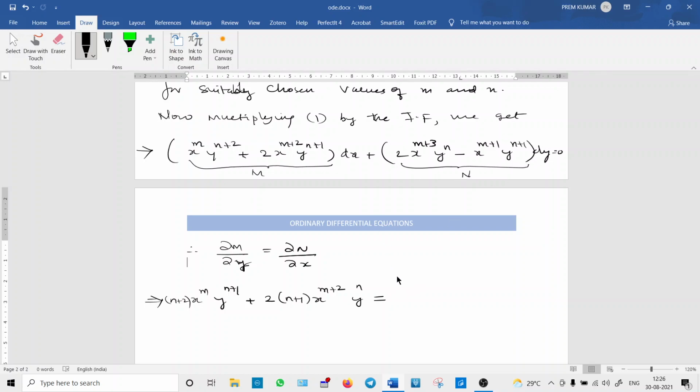dou N by dou x. So this 2 and y is a constant. So 2 into, we are going to differentiate only x. m plus 3 into x power of m plus 3 minus 1, into y power of n. Minus, here in these two terms y is a constant, so we differentiate only x. m plus 1 into x power m plus 1 minus 1, m, into y power n plus 1. They must be equal.